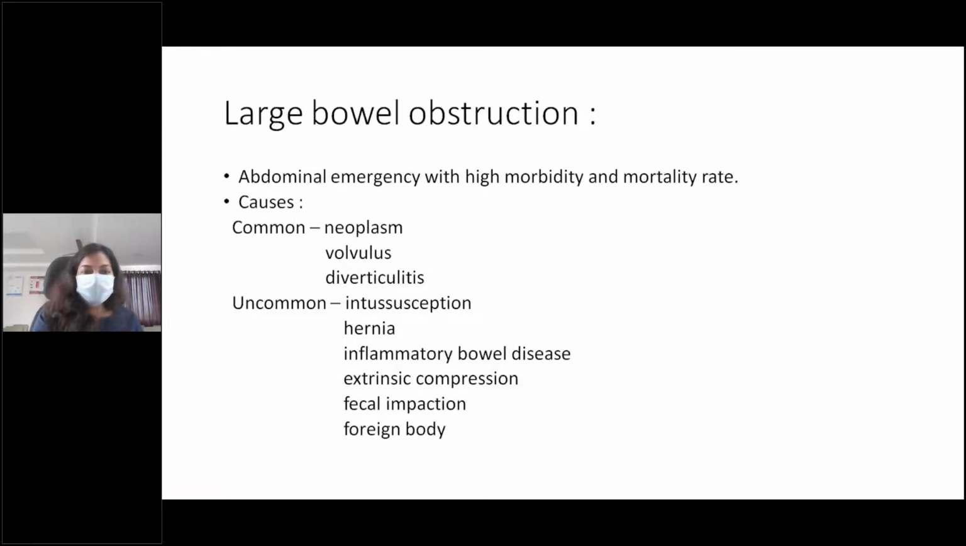Now coming to the large bowel obstruction. Large bowel obstruction is an abdominal emergency with high morbidity and mortality rate. The causes of the large bowel obstruction include neoplasia, volvulus, diverticulitis. Uncommon causes include intussusception, hernia, inflammatory bowel disease, extrinsic compression, fecal impaction, and foreign body.